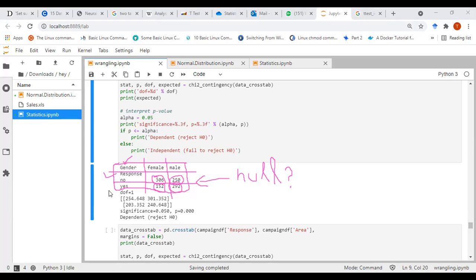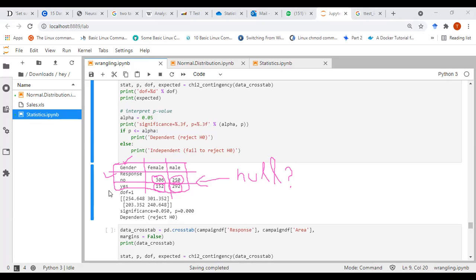Yes. The null hypothesis can be that there is no difference in the response based on the gender. Alternate hypothesis: there is a difference in the response based on the gender. The response can vary based on the gender. That's it. We already know from above that the females are likely to respond. Females are likely to respond yes.